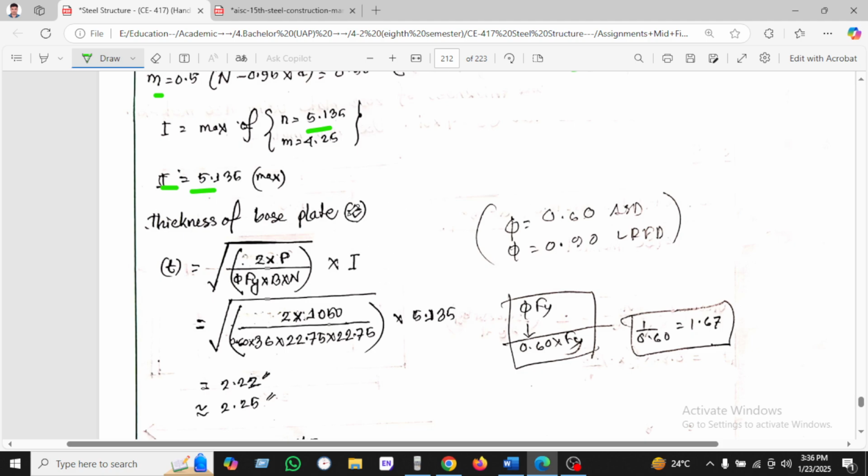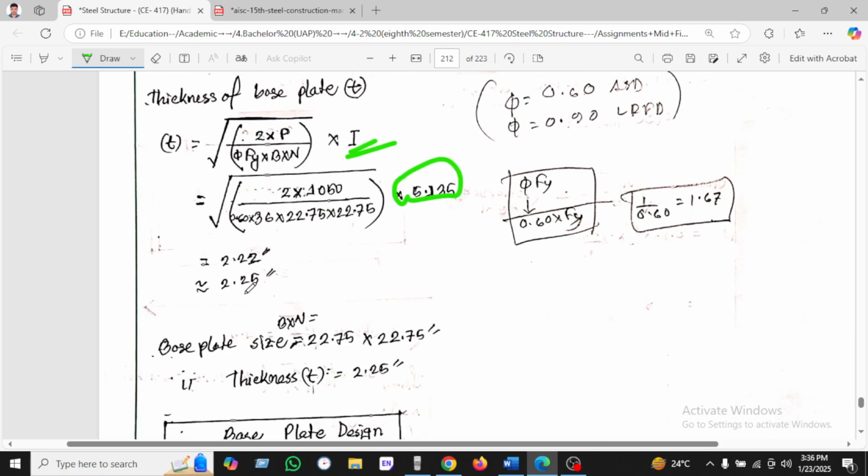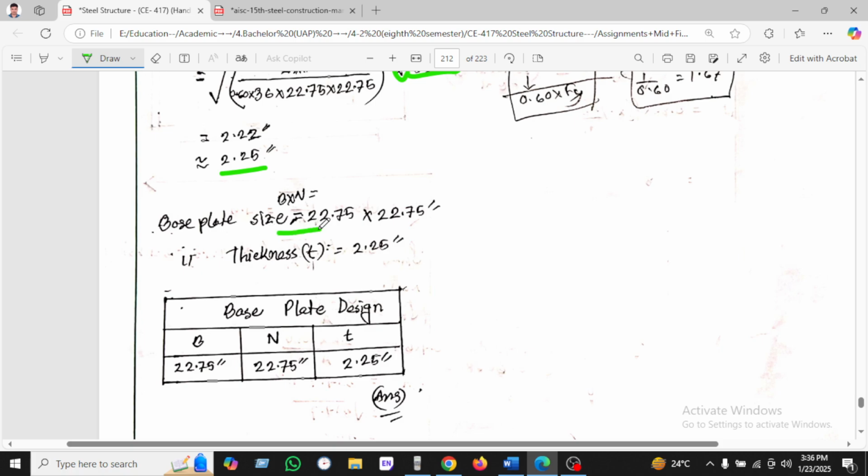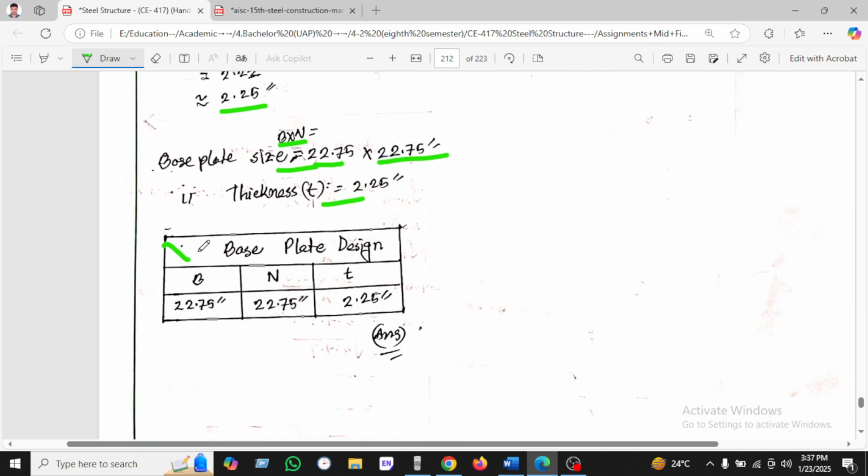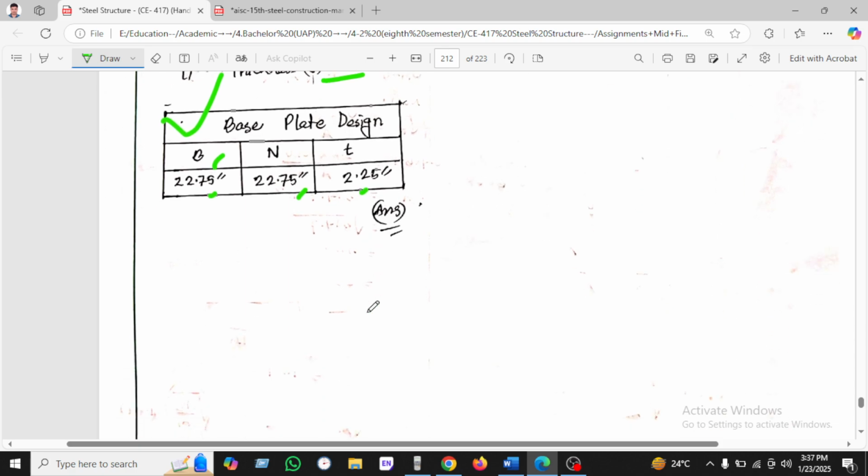And the thickness of the base plate t equals the square root of 2P over (0.9 Fy B N) times l. Putting in all these values, with l taken as the maximum value from here, we found 2.22, and we round it to about 2.25. So the base plate size B into N we are taking 22.75 and 22.75, and now the thickness is 2.25. So this is our final base plate design.